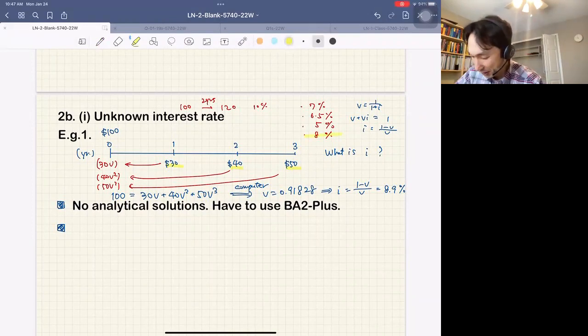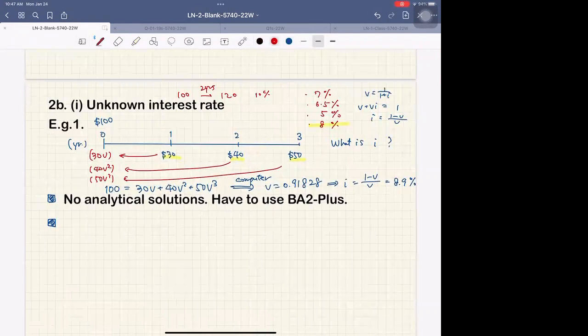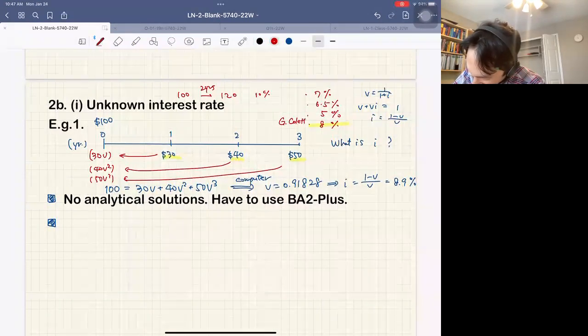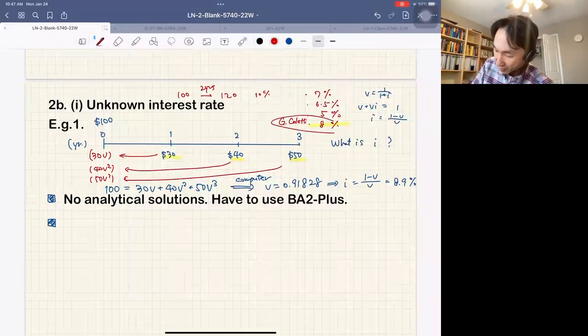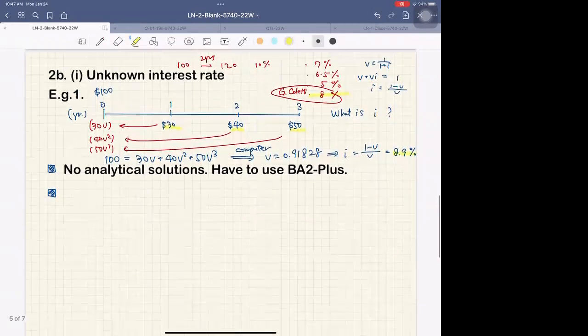And this maybe beats me. So who said 8%? Garrett Coletti. Okay, Garrett Coletti. There's 2 of us, so yeah. Okay. So 8.9% is the answer. Okay.